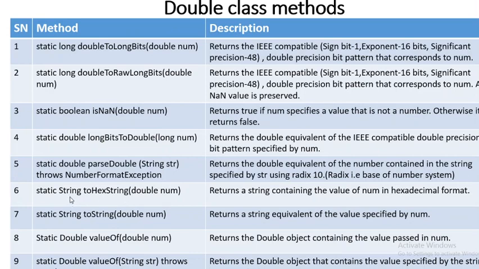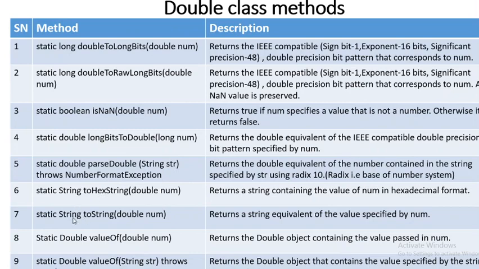Sixth, return type is string, toHexString in bracket double num. Whatever the double number you are giving as an argument, that will be converted into hexadecimal, and as a string it will be returned.